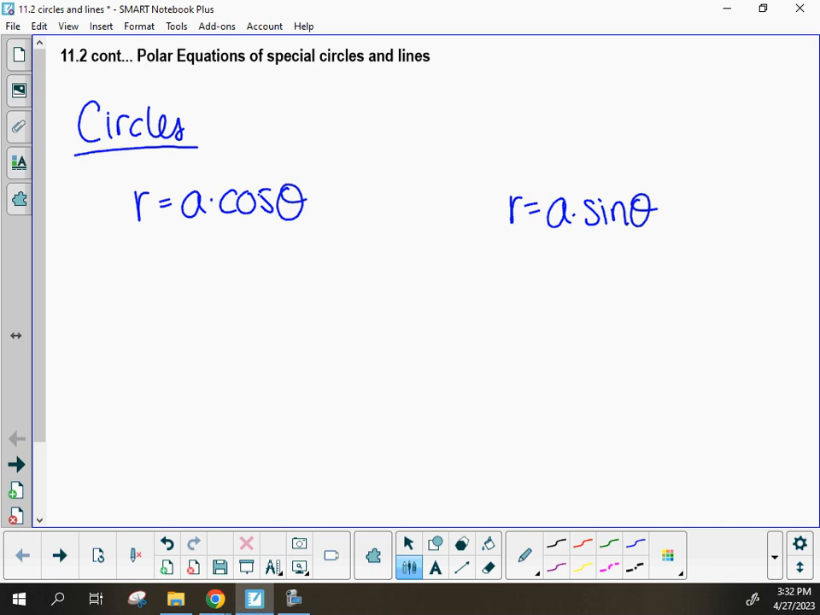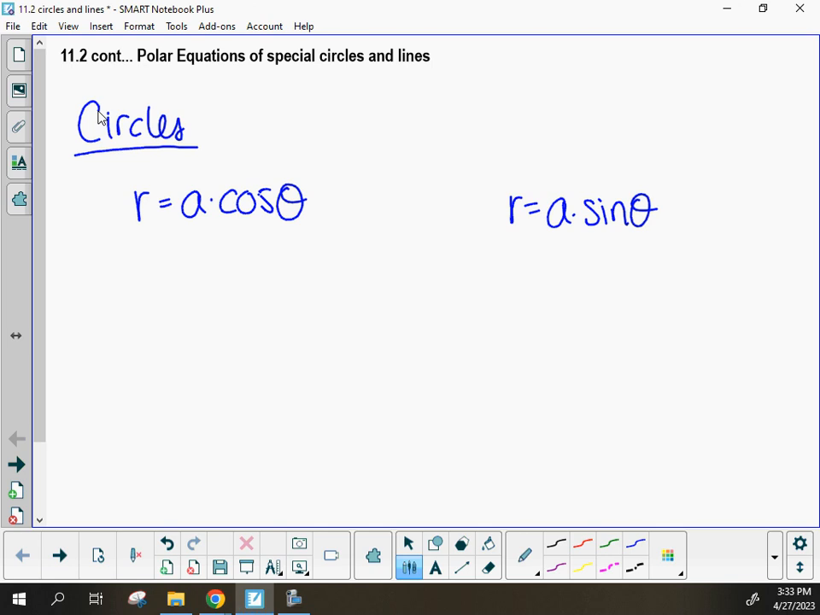Think about maybe the significance of that a. What's the one key feature we need to know about how big a circle is? Its diameter. So that a value is the diameter. Cosine versus sine, if you think about those sinusoids, what's different about those? They're really just translations of each other. They're in a slightly different location. That is true here as well.